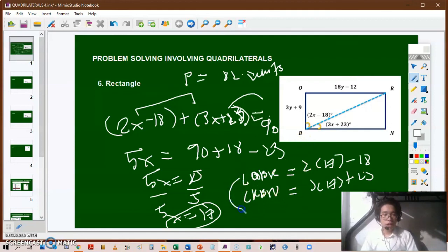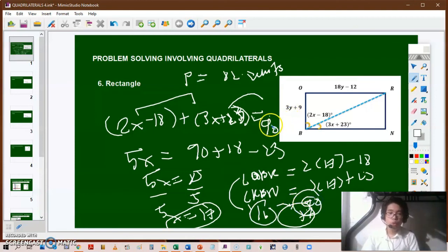So the measurement of angle OBR is 16 degrees, and the measurement of angle RBN is going to be 3 times 17, so that's 51 plus 23, which is 74 degrees. And if you add the measurement of these two angles, 74 plus 16, you get 90 degrees. Okay. And then we have to solve for the value of y.